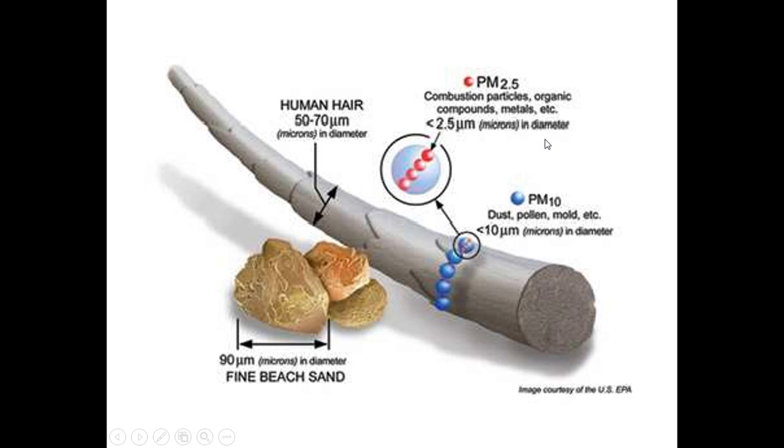Alright, so as you can see here, some examples of the PM2.5 would be particles from combustion that have been released into the atmosphere, some organic compounds, metals, etc.